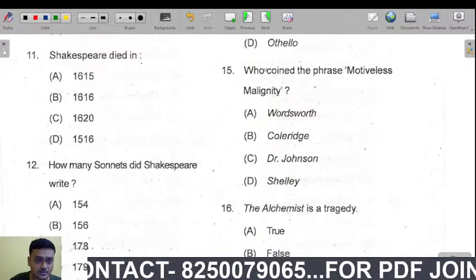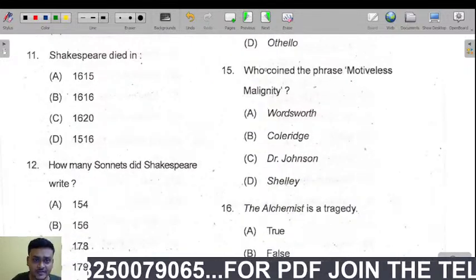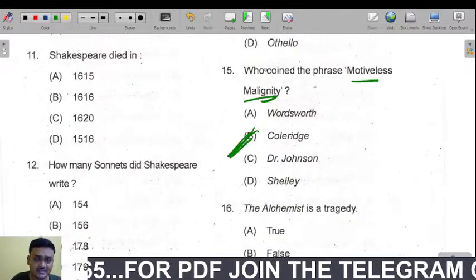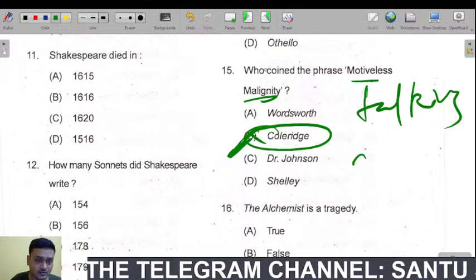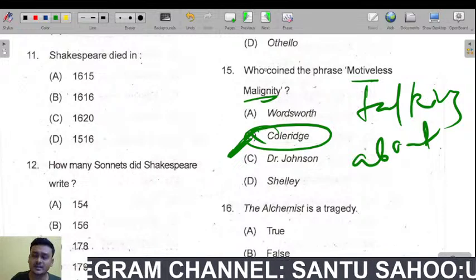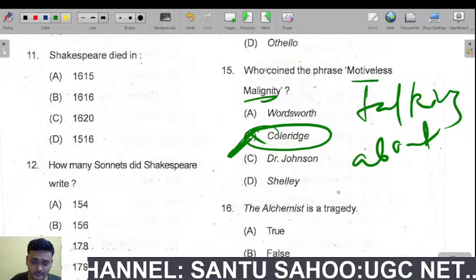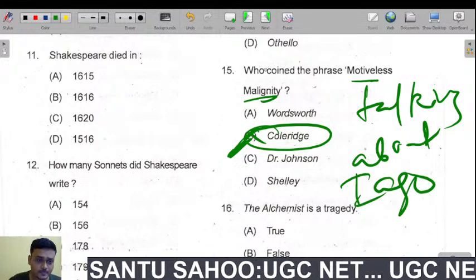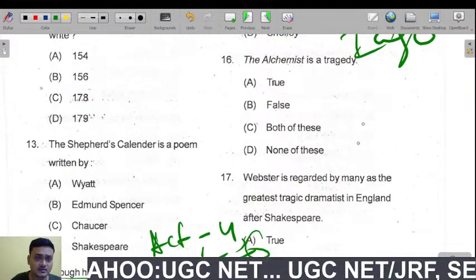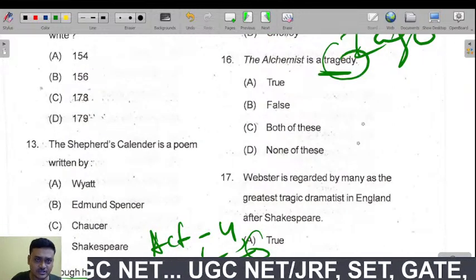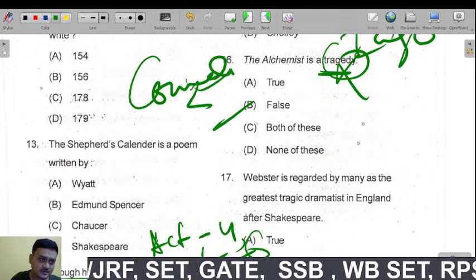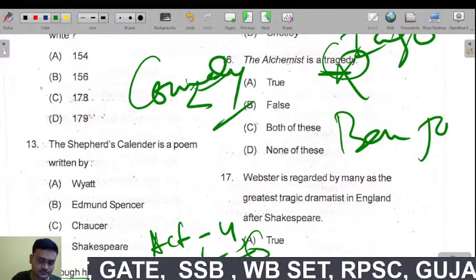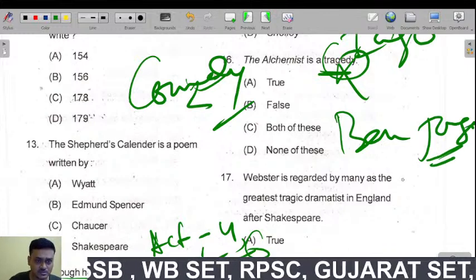Who coined the phrase motiveless malignity? Coleridge, talking about the character Iago. The Alchemist is a tragedy by Ben Jonson? It's not a tragedy. It's a comedy by Ben Jonson.